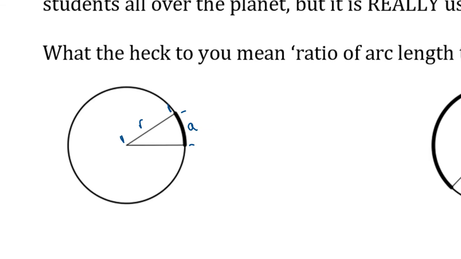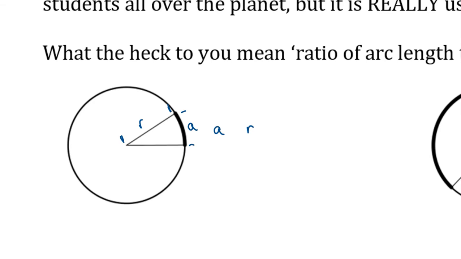So what is the ratio between A and R? This is what we're talking about. Arc length is some part of the circle. It could be the whole circle or it could be just a part of it, right? The length of an arc on the edge of a circle. So what would you say is the relationship between the arc length and the radius in this case?